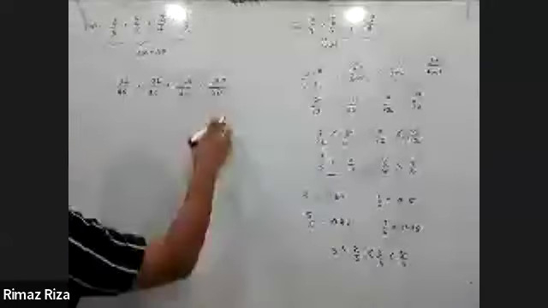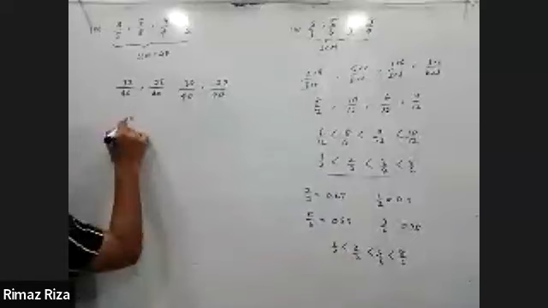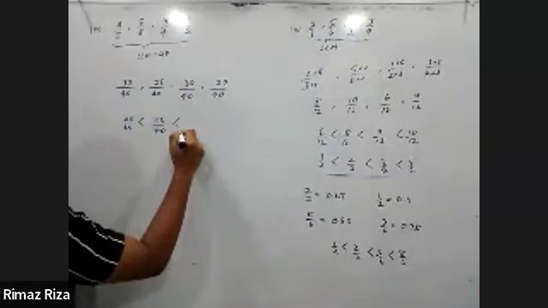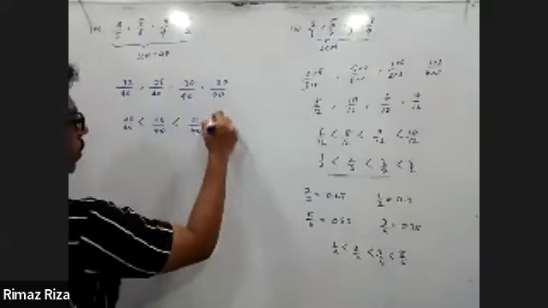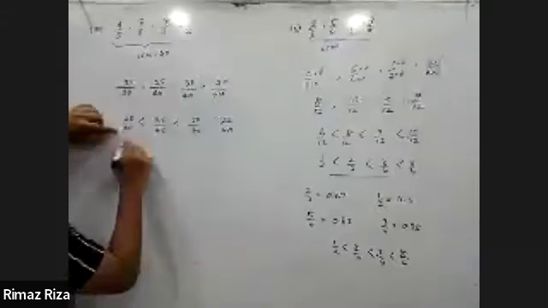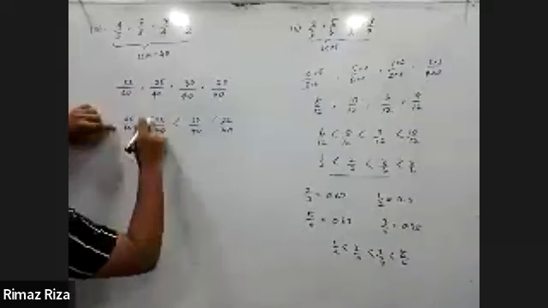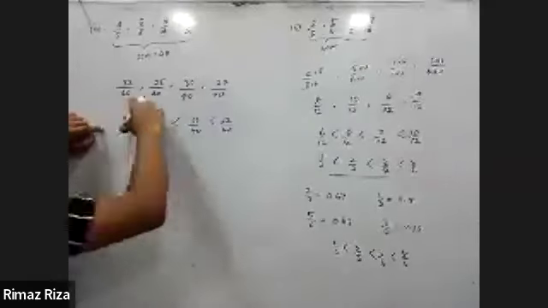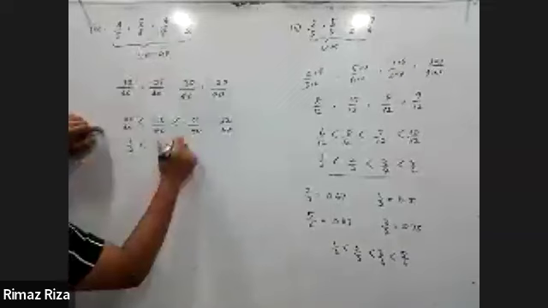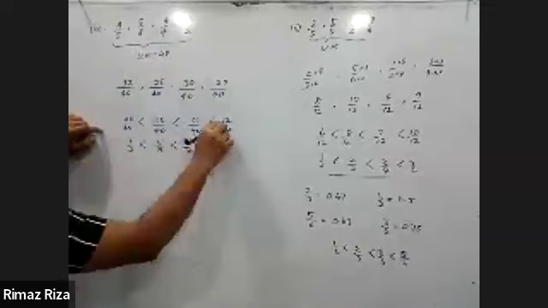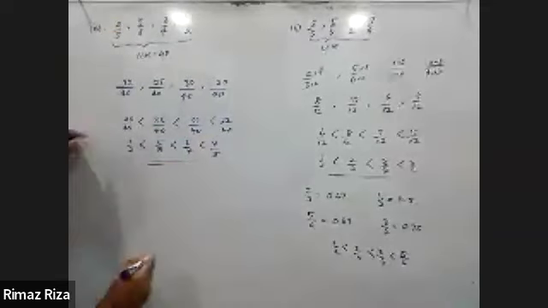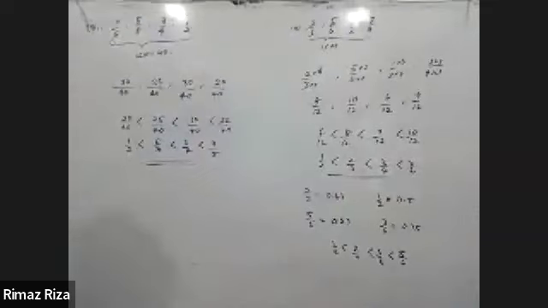So now I can write this in ascending order. Definitely 20 over 40 is the smallest, and then 25 over 40, and then 30 over 40, 32 over 40. 20 over 40 came from one half. 25 over 40 came from 5 over 8. 30 over 40 came from 3 over 4. 32 over 40 came from 4 over 5. So therefore this is here. I hope your answers are correct.